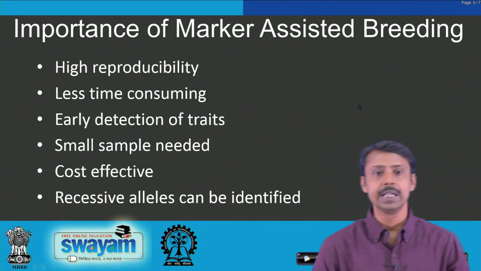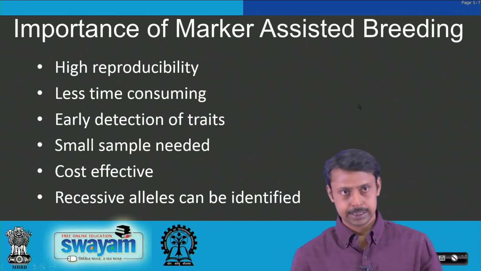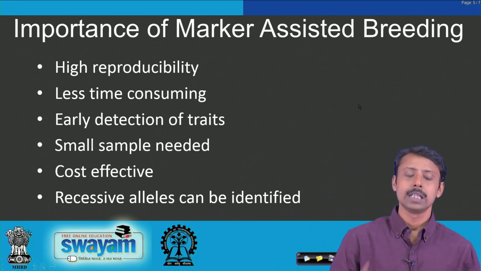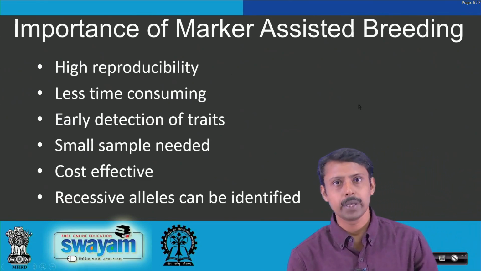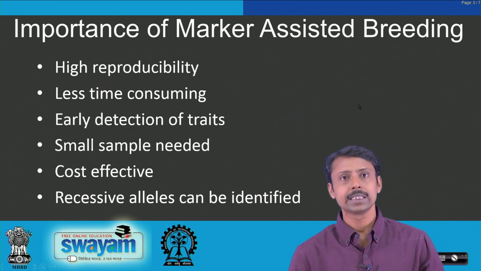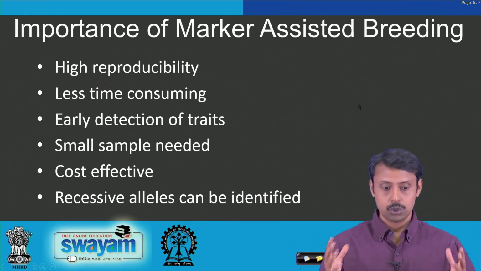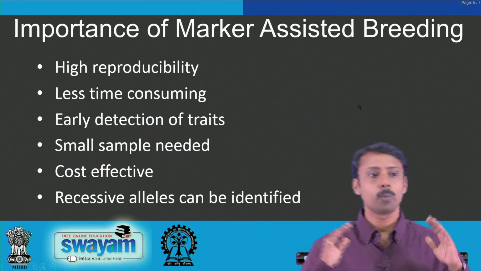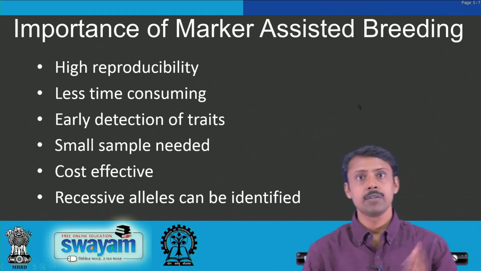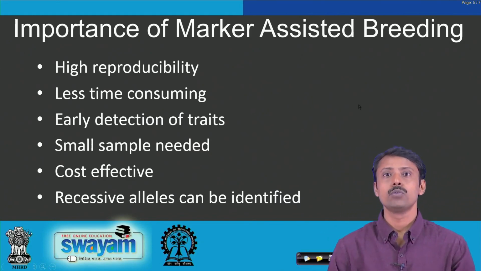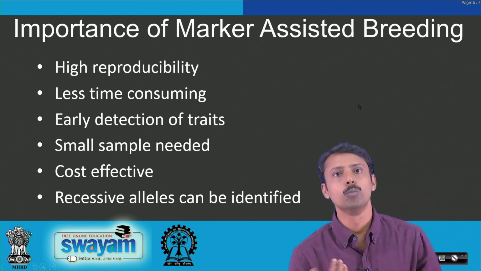But here we can get very high reproducibility, because if you screen for disease resistance in the field, every year the climate will not be the same. Sometimes it will be rainy season, sometimes the weather may be too dry, so the disease development will not be adequate. So, in that case the reproducibility is not high in normal phenotypic analysis by conventional breeding method. But if we do marker assisted breeding, if you know the DNA sequence, then the reproducibility will be more.